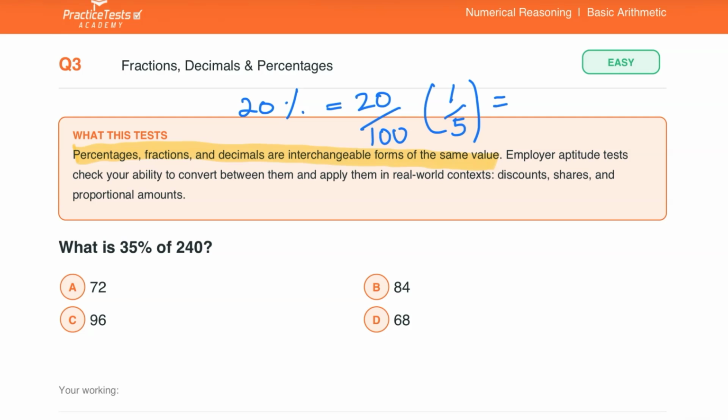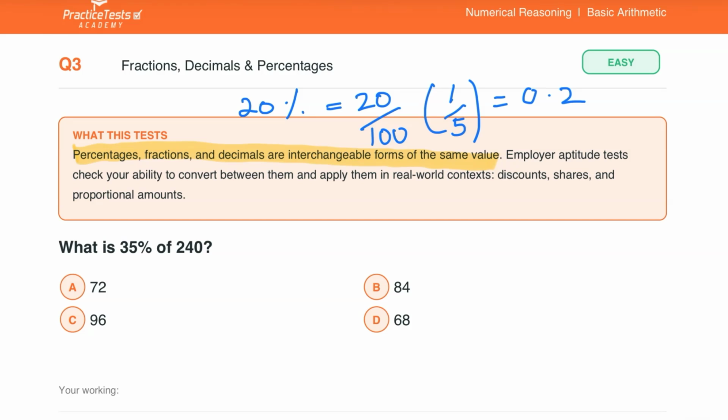As a decimal, I can show it as 0.2. You can understand they are all interchangeable forms. All of these are the same. One is a percentage, one is a fraction, one is a decimal. Very commonly, you might be asked to convert between them and apply them in real-world questions.